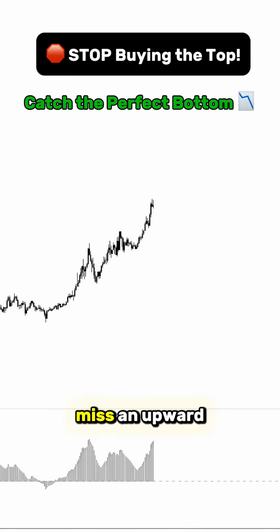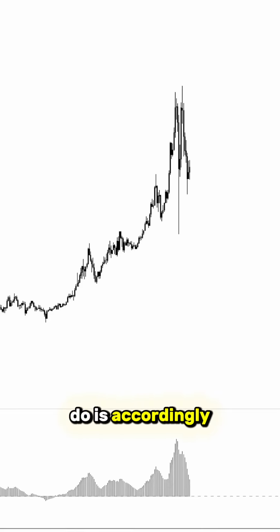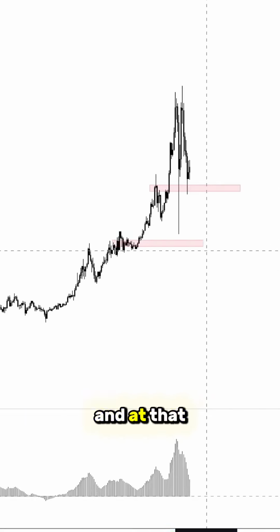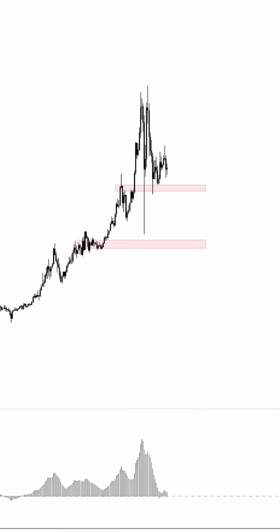What should you do if you miss an upward trend and want to join in during a correction? The first thing you need to do is accordingly identify the correction targets where we can potentially see a so-called reversal form. And at that point, you should look for opportunities to join in if such opportunities present themselves.